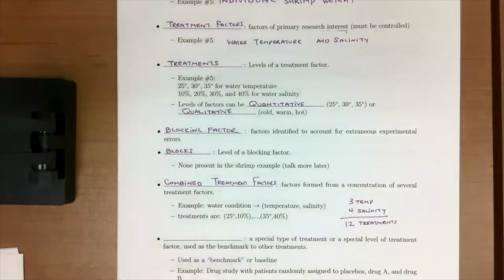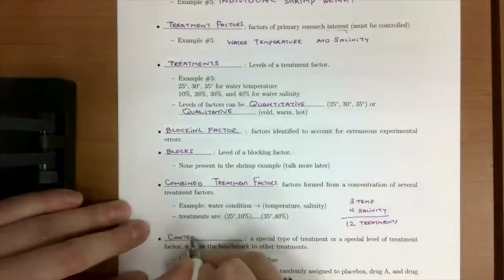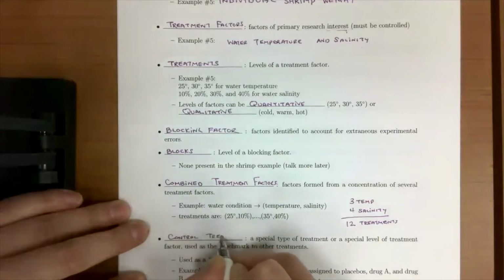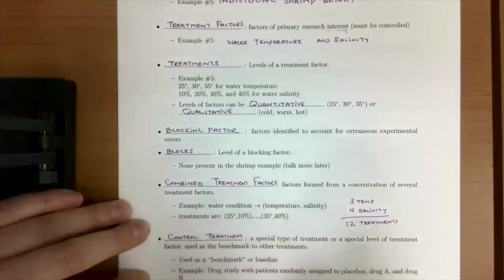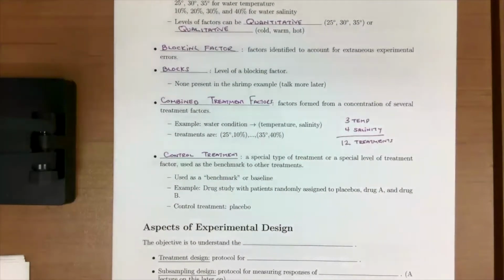Another term that we may use in this course is the idea of a control treatment. And some of you guys probably have used this in your research. And a control treatment is all about just having a baseline or a benchmark. In medical studies, this is typically seen as the placebo, the sugar pill, where you're giving them nothing. It doesn't have to be just like that. It could be your original or your current treatment, and you want to see how different treatments compare to your baseline or your benchmark.